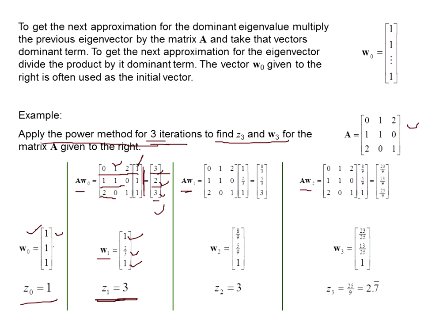Next AW1. Our W1 is this, and we multiply A with W1. First row, first column multiply, we get 5 by 3. Similarly, second row, first column multiply, we get this element, and third row multiply, we get the third element. Which one is the greatest? The greatest element in this vector is 3. After that you do AW2 again. Solve it, and you will find that Z3 is equal to 2.7. So one by one you will solve it in the same pattern.